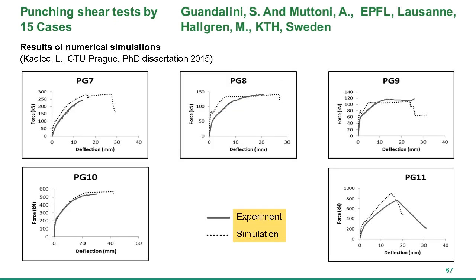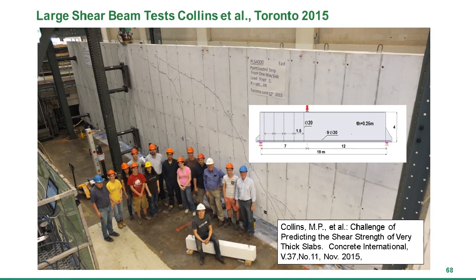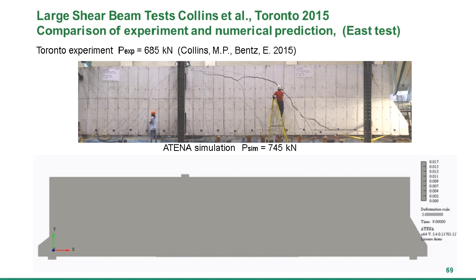Here you see some results, and as you see, the results are not always perfect, because the material parameters are always generated typically from the compressive strength, which is the only parameter which is typically given. Another example are these various shear beams. One of them is this very large beam from Toronto. Here you see also the prediction of the shear failure.